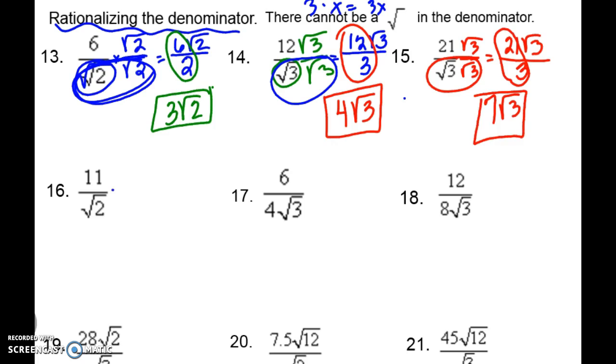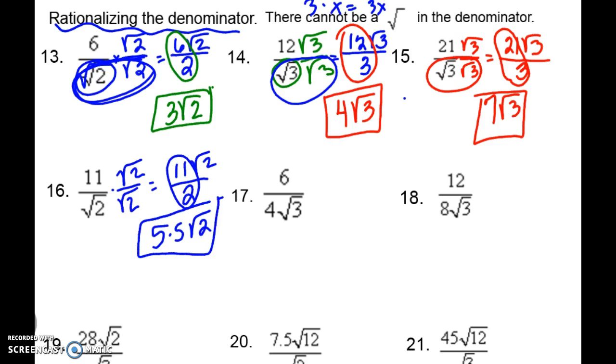Okay, right here on number 16, I multiply both by square root of 2, correct? So that gives me 11 square roots of 2 over 2. And a lot of you said, oh, right here, it doesn't go evenly. You can leave it just like that. Or 2 goes into 11, 5.5 square roots of 2. You can leave it like this also. That's okay. Okay? So when I say I don't want decimals, I mean I don't want you pushing the buttons on the calculator to give me an answer.